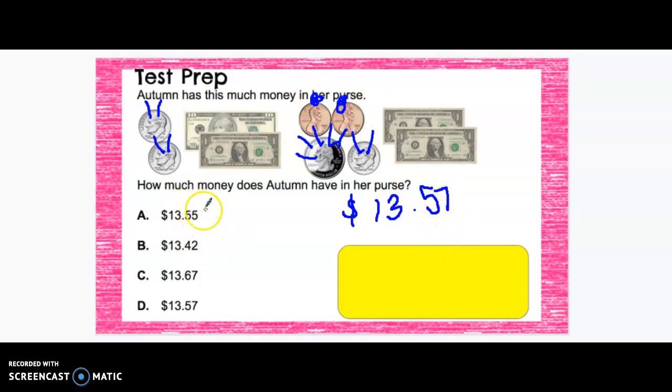They do have an answer choice without your pennies. They're trying to trick you. So your correct answer is letter D, and you can type your answer here, or yeah, I want you to type your answer in the yellow box, okay? Because you guys don't have this little pen like I do on my computer. All right, have fun.